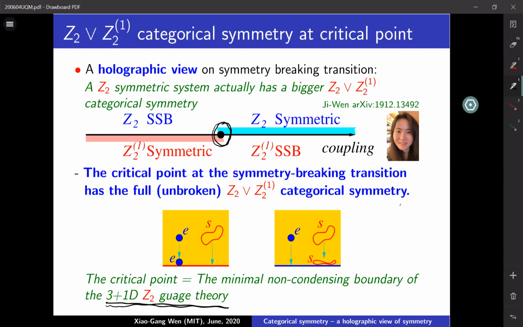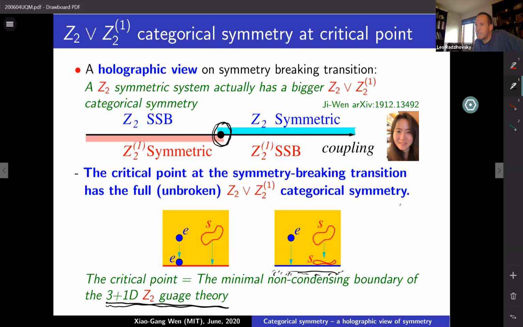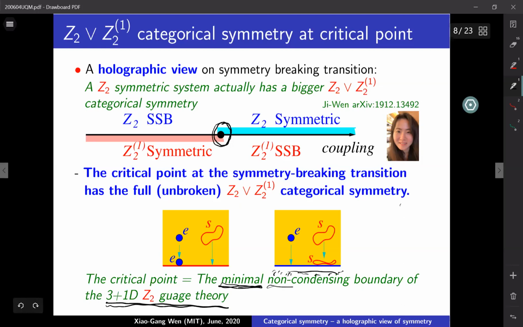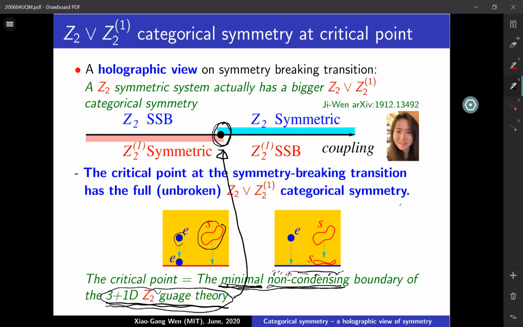And you may say, well, in the 3+1D Z2 gauge theory, we may have many, many different gapless boundaries. We can just stack with whatever gapless system, like a Fermi liquid, and get another gapless boundary. But there's a notion of a minimal non-condensing boundary. It means that this boundary does not condense E, does not condense S, but also has a minimal amount of excitation, meaning a minimal heat capacity. And this minimal boundary may be a canonical boundary of the Z2 gauge theory. This minimal non-condensing boundary, we conjecture, is most stable and corresponds to this critical point. Most stable means that it has a minimal number of relevant operators. So maybe here only one relevant operator.